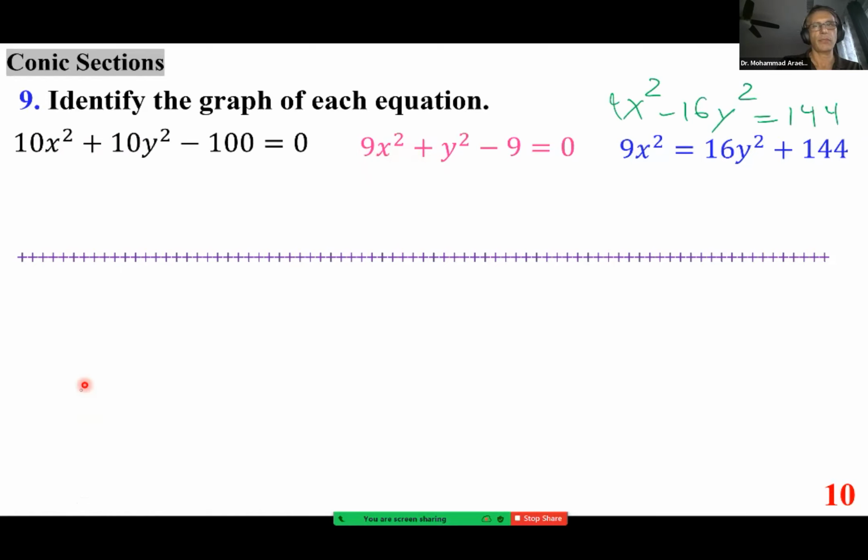they have opposite signs. That becomes a hyperbola. Again, if somebody says prove it, you have to put it in standard form. But if somebody says, can you quickly tell us what type of graph, this is how you do that. A quick recap: identical coefficients, circle. Coefficients with the same sign, ellipse. When you bring them to the same side, opposite signs, hyperbola.